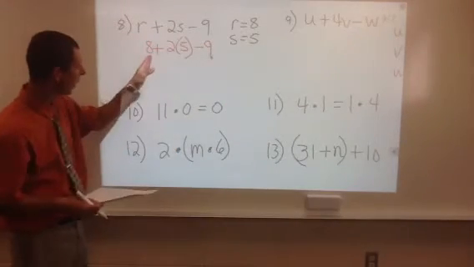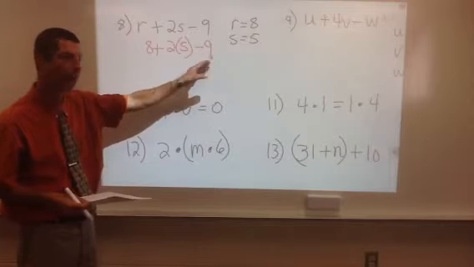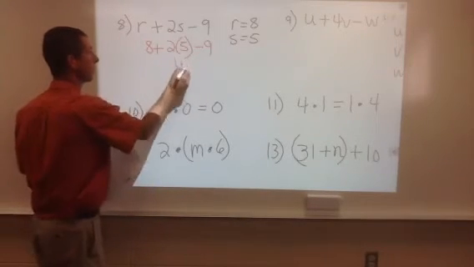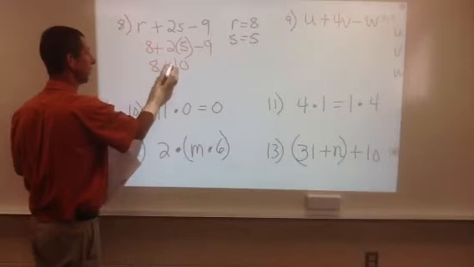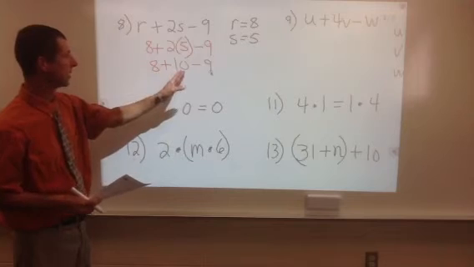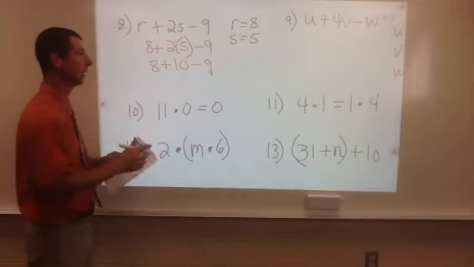Now we have to follow order of operations within this problem. We need to multiply first here. This is 10. So we got 8 plus 10 minus 9. 8 plus 10 is 18. 18 minus 9 is 9.